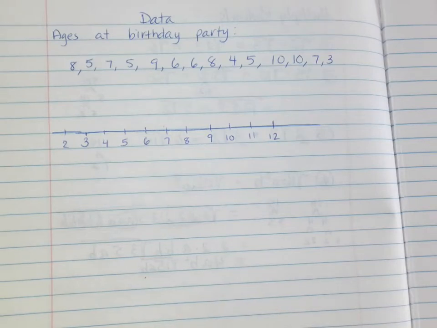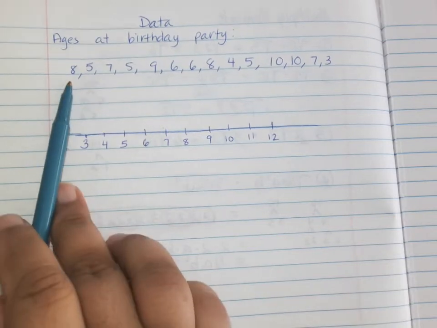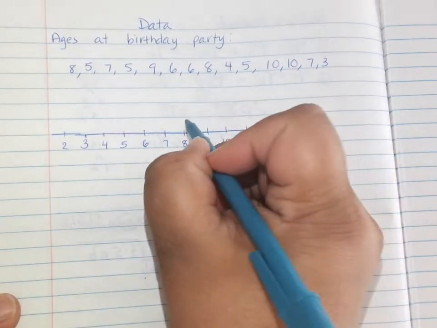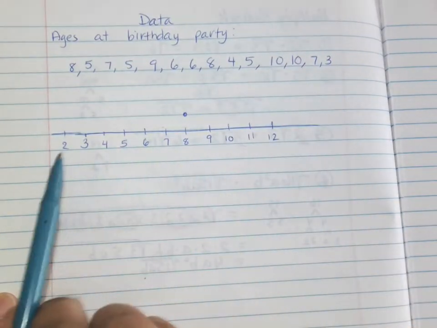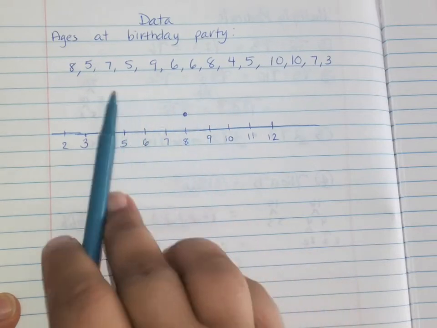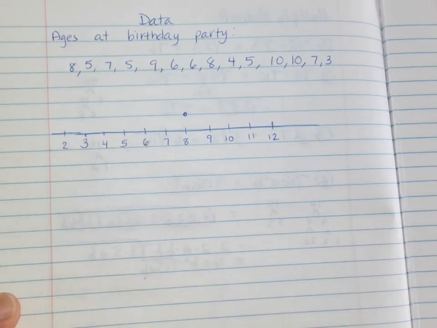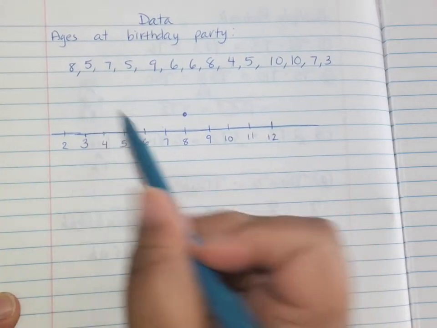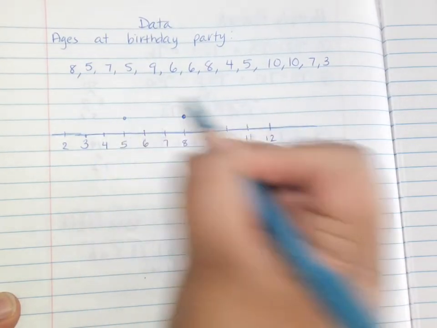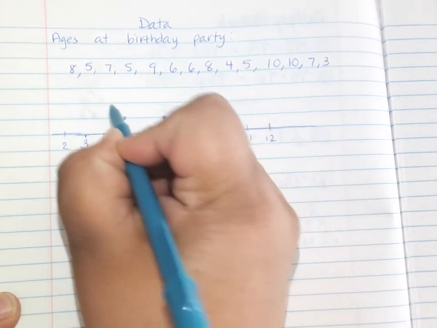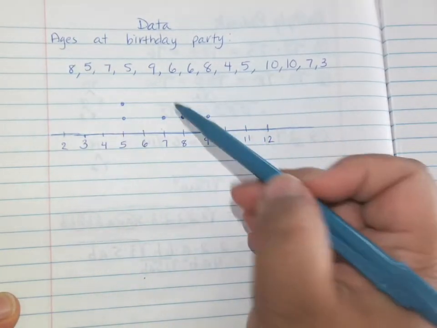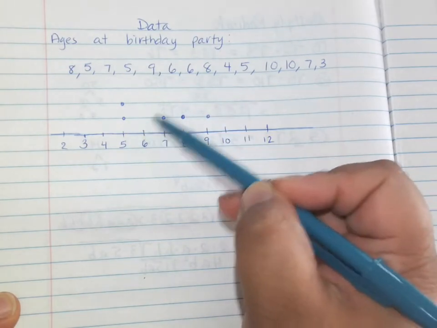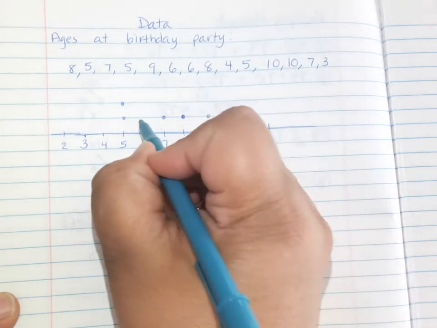And now I'm going to just mark how many I had for each one. So my first number is 8, so I'm going to put 1 point here for 8. I'm going to use my lines as a guide so that they're not all over the place. So I have a 5, 7, 5, 9. I hope you see what I'm doing. So I look at the number and then I put a point above that to put that dot.